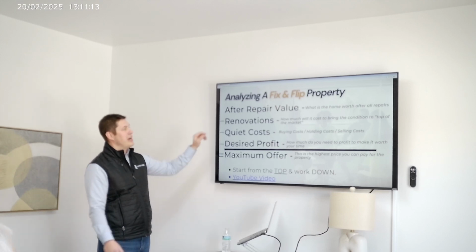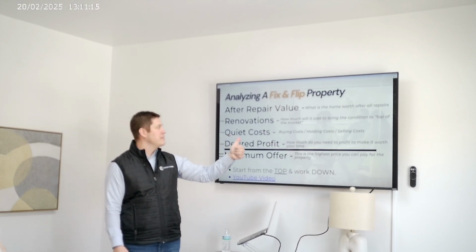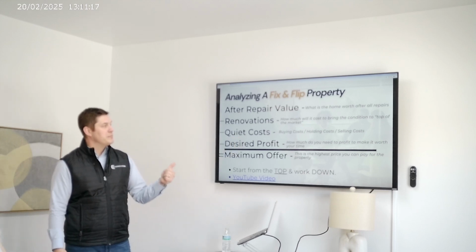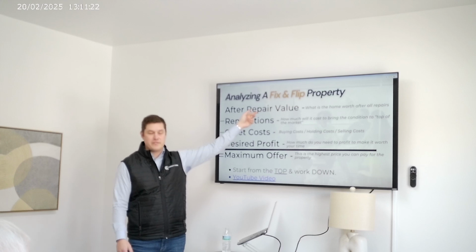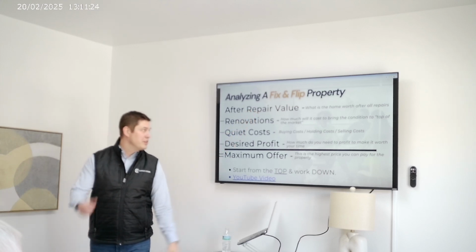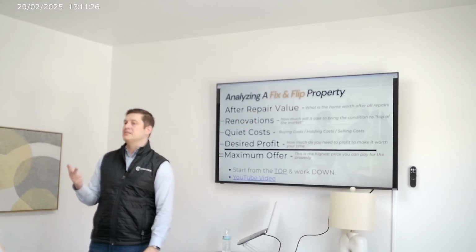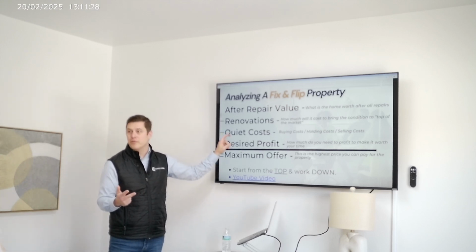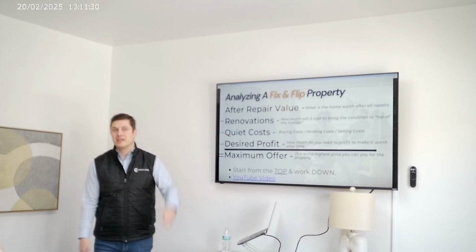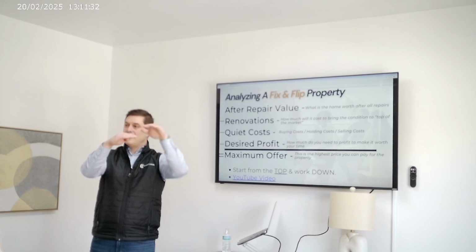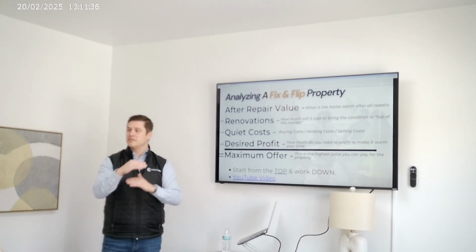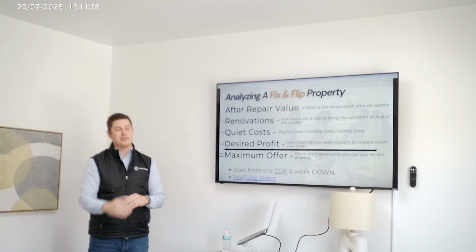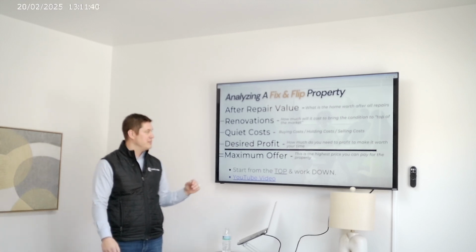But this is the math. So ARV is going to be what the home is worth after all repairs. Renovation is how much it will cost to bring that condition to top of market. It's important. Your renovation has to match your value. Quiet costs are going to be your buying, holding, and selling costs. This is the number one thing people don't calculate. They think, it could sell for this, I put this in it, and I bought it for this, and there's my number. And they forget about the holding costs, the buying costs, and the selling costs of real estate, which is a huge line item you'll see here in a second.